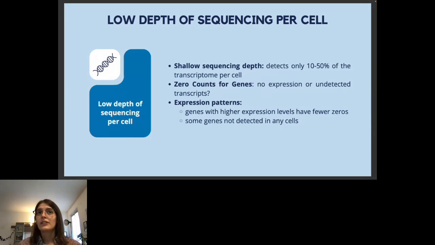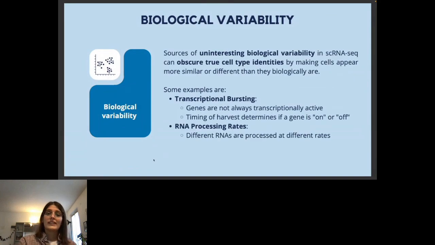Then, of course, we have different expression patterns. So genes with higher expression have fewer zeros just because of this, and some genes are not detected in any cells just because they are not expressed or they have a low expression level. We have then another big problem, which is variability. On one side, we have a biological variability. So we have somehow sources of unwanted variation that could lead us to some messages that are not actually correct. Okay, or they can mix things up and make some noise, let's say, that will not allow us to see a true biological signal, no?